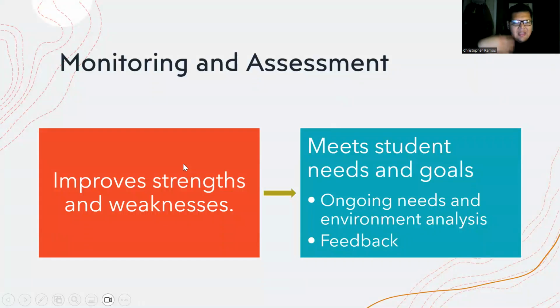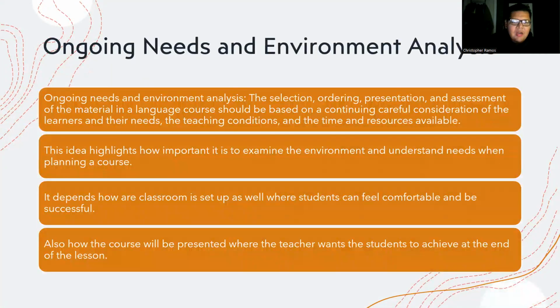So moving on to the next topic, basically, it is monitoring and assessment. Basically, it improves strengths and weaknesses and meets student needs and goals. One of the points it talks about in monitoring and assessment is ongoing needs and environment analysis, and feedback. Ongoing needs and environment analysis basically means the selection, ordering, presentation, and assessment of the material in the language course should be based on continuing careful consideration of the learners and their needs, the teaching conditions, and the time resources available. The idea highlights how important it is to examine the environment and understand needs when planning a course.